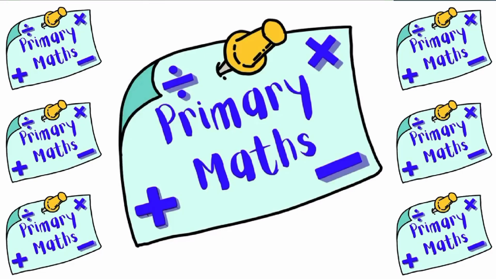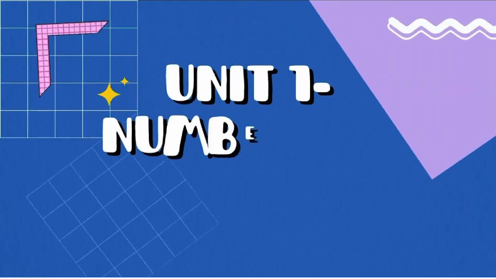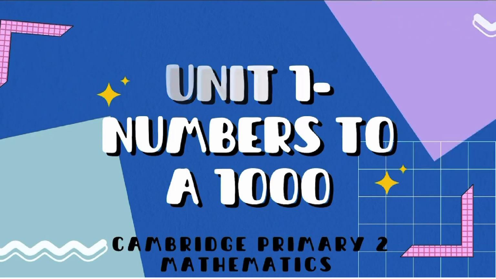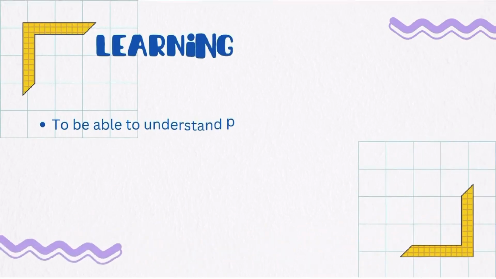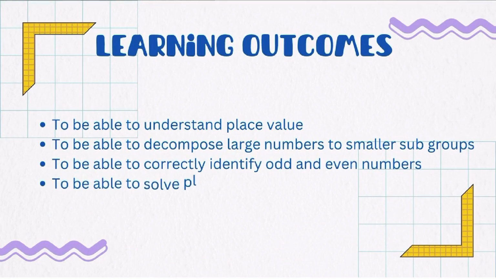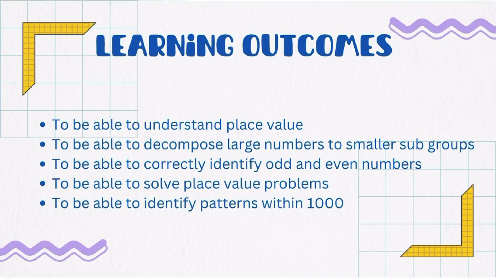Today we will be covering Unit 1 of the Cambridge Primary Maths textbook. This unit looks at numbers to 1,000. The learning objectives of this unit are to be able to understand place value, to be able to decompose a large number into smaller subgroups, to be able to correctly identify odd and even numbers, to be able to solve place value problems, and to be able to identify patterns within 1,000.